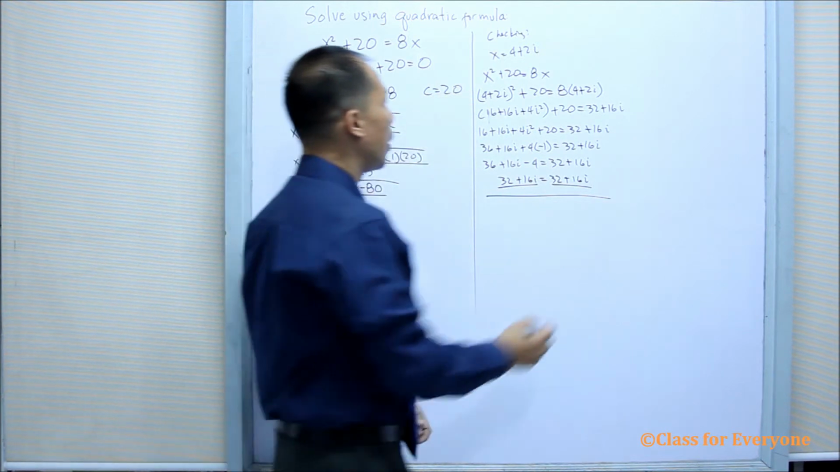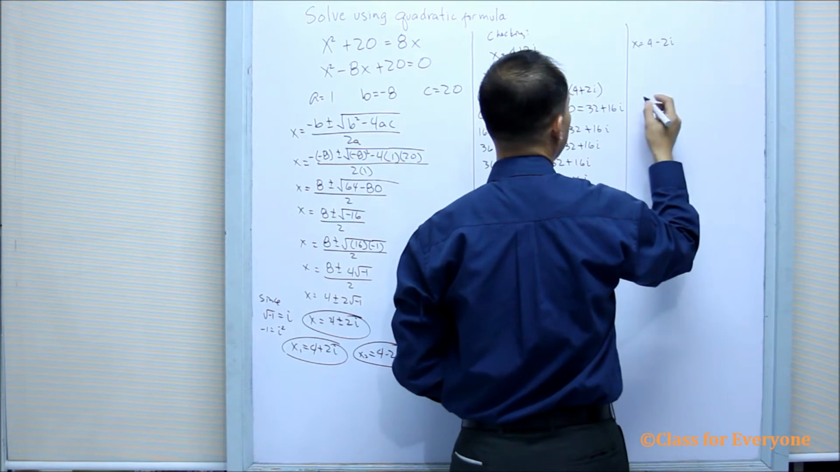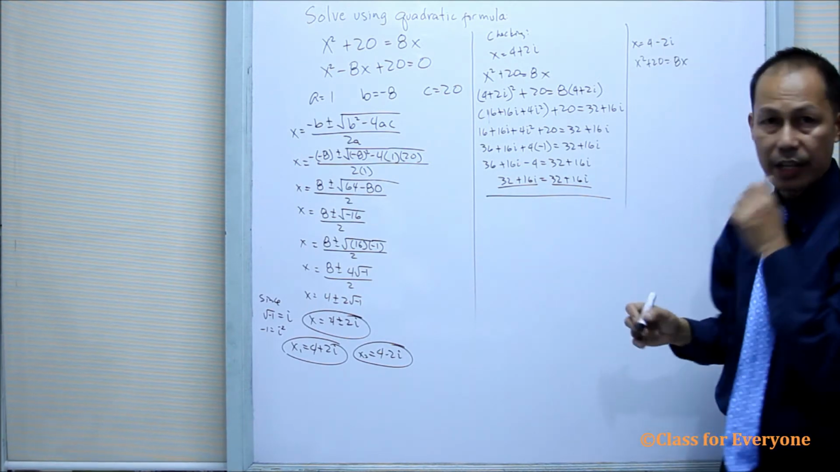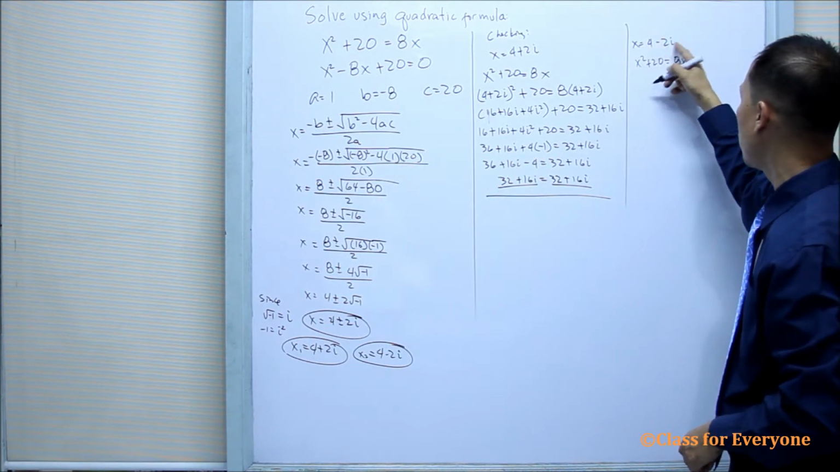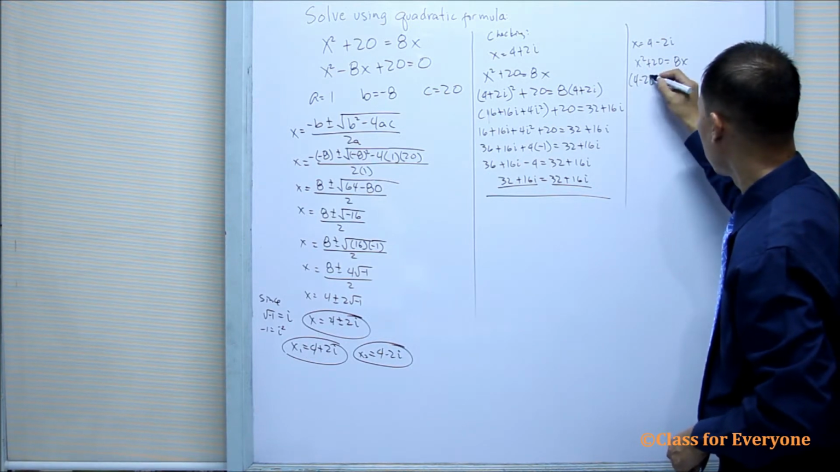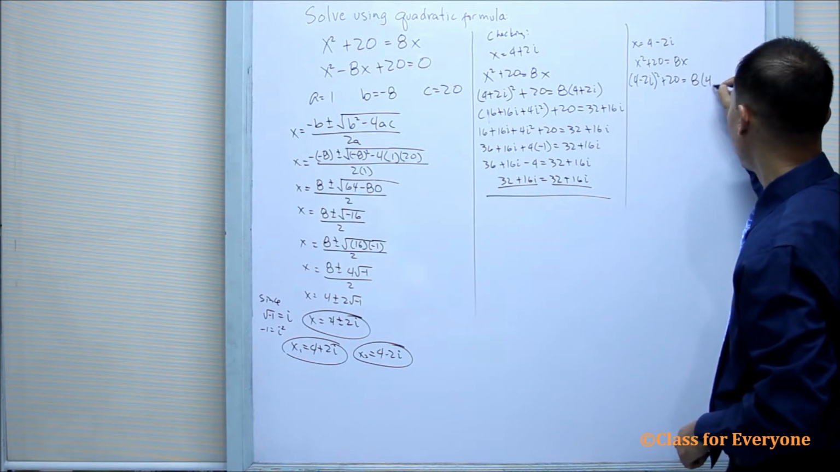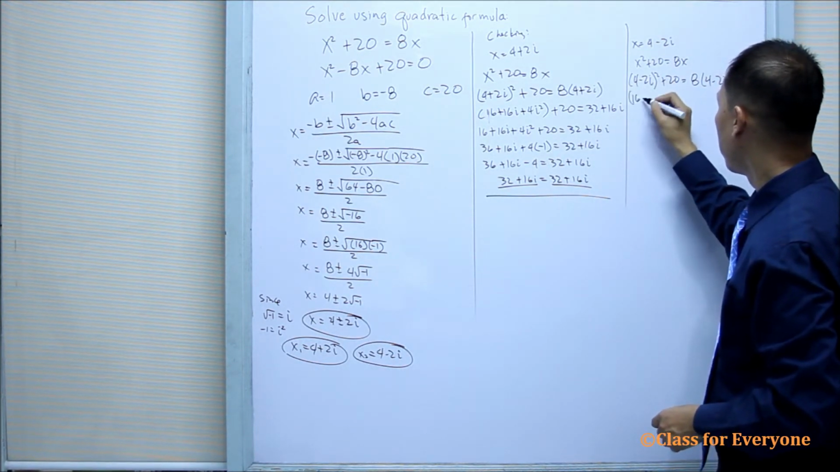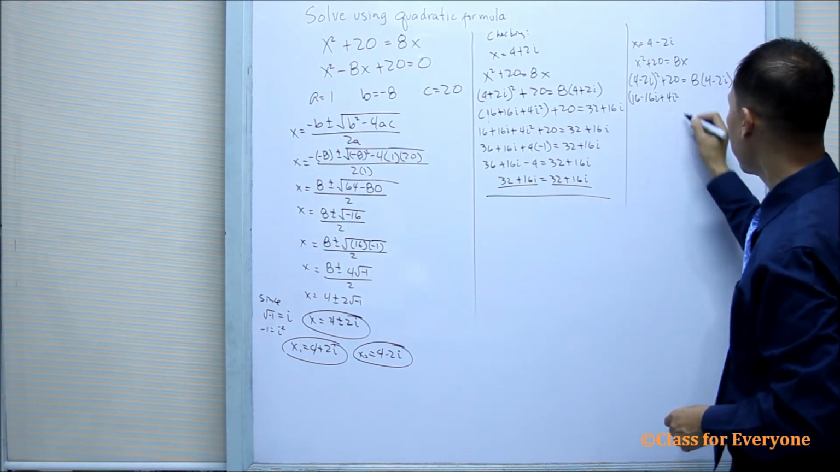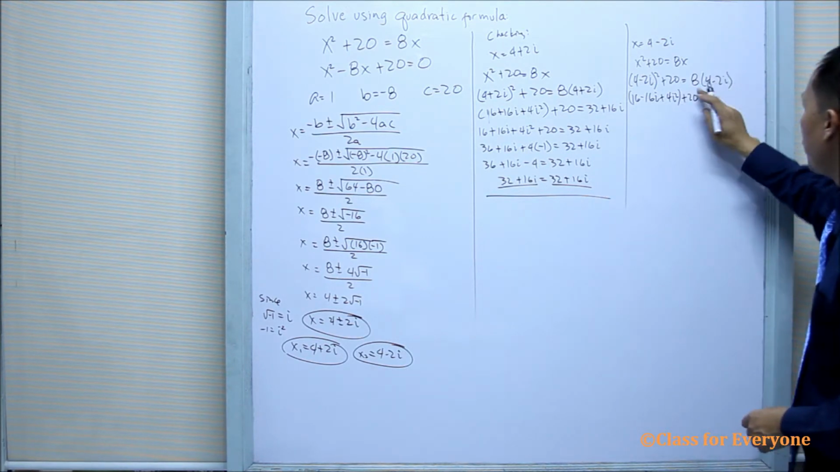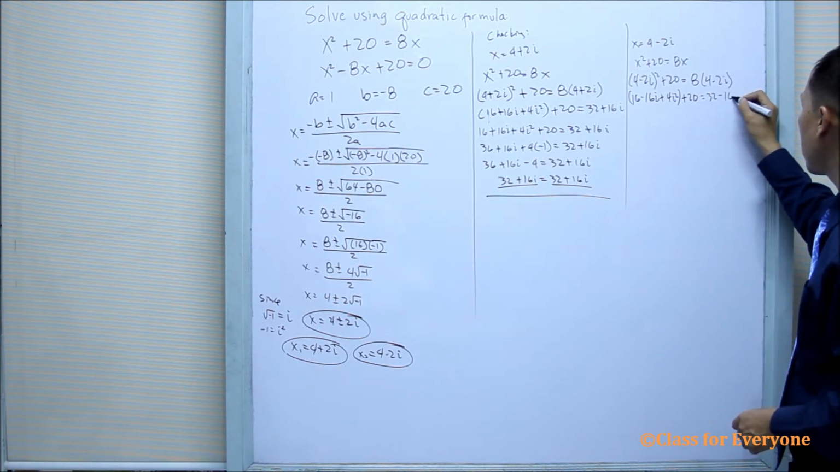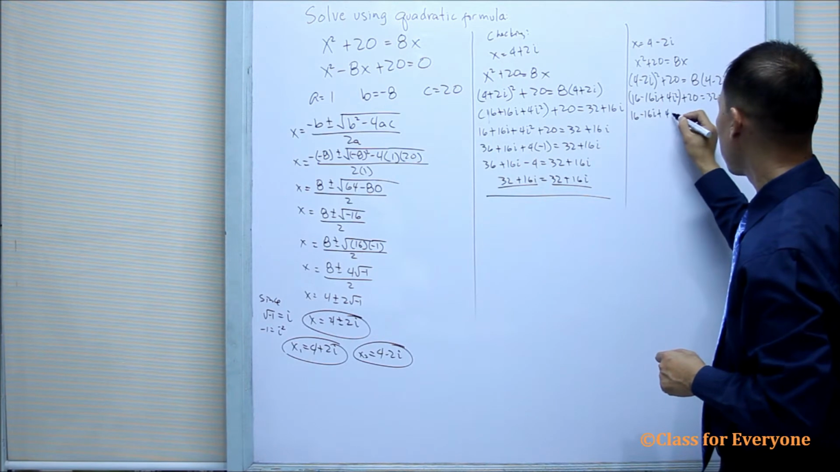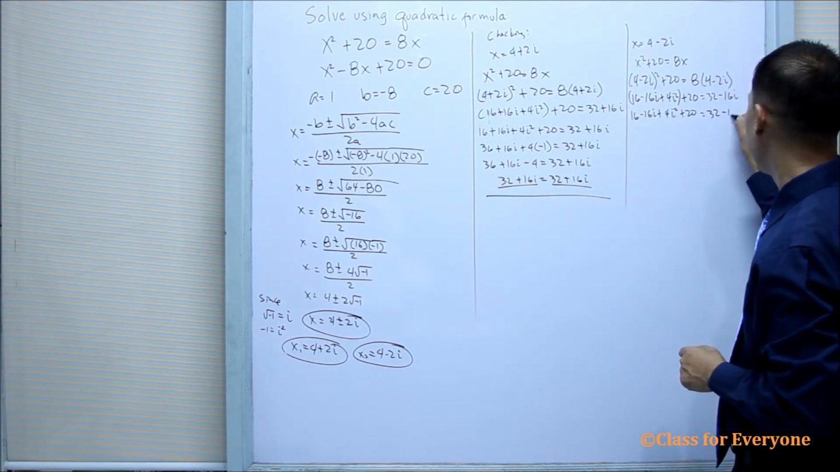Next, if x is equal to 4 minus 2i, the original equation, which is x squared plus 20 equals 8x, by substitution, our x is 4 minus 2i squared plus 20 equals 8 times 4 minus 2i. Squaring this, the product will be 16 minus 16i plus 4i squared plus 20 equals, distributing 8 inside the parentheses, I will have 32 minus 16i. Now, removing the parentheses, I will now have 16 minus 16i plus 4i squared plus 20 equals 32 minus 16i.